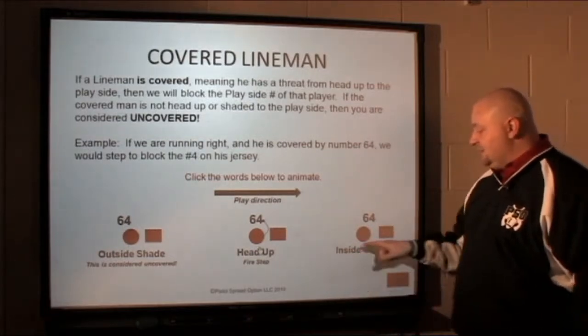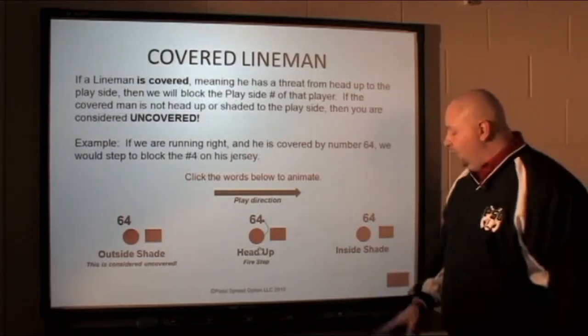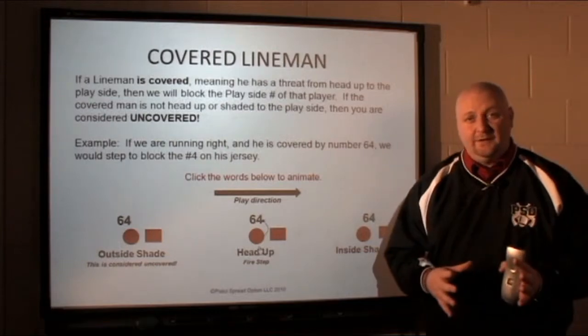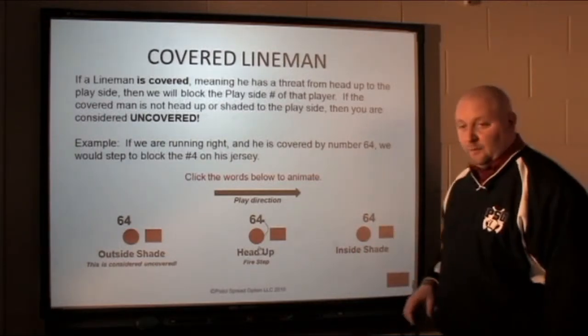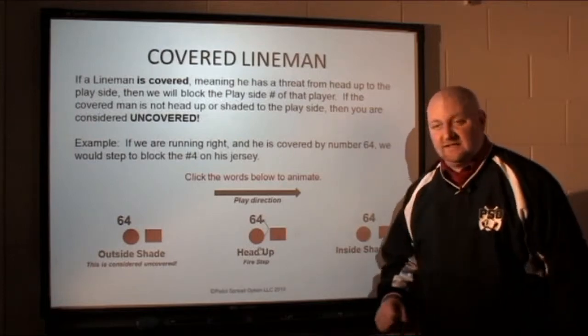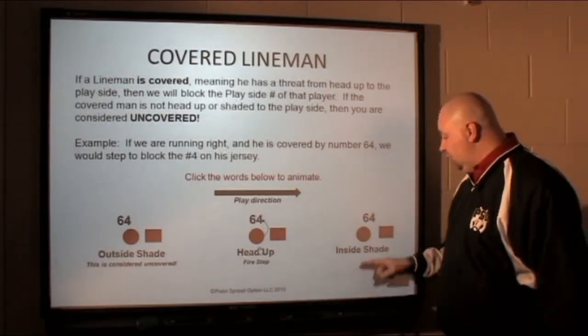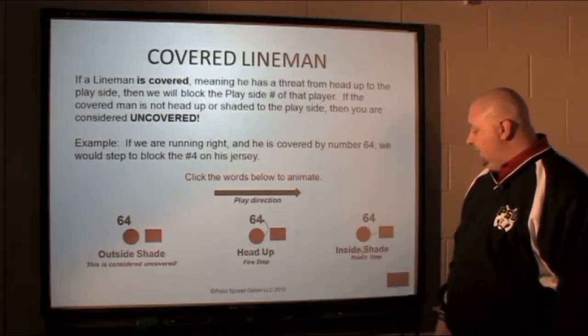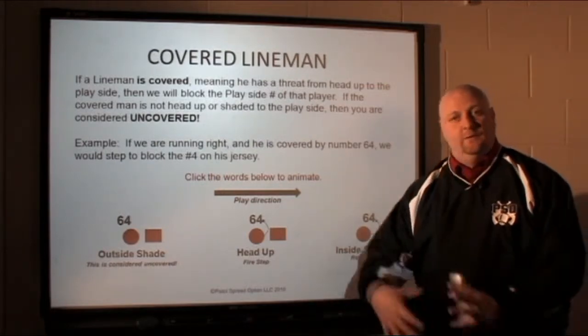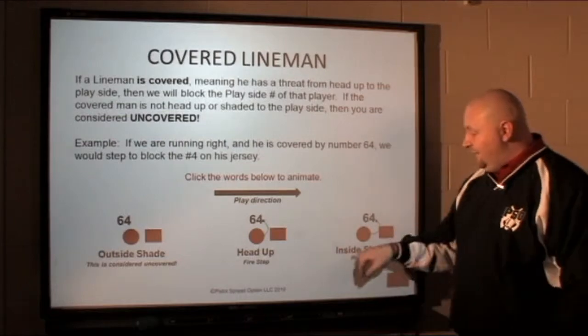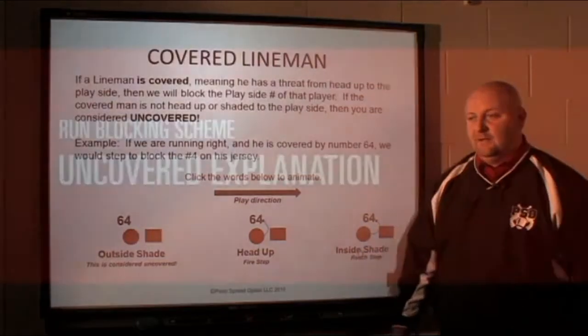Down over here, we've got an inside shade threat. All right? What that means is we've got number 64 here as an inside shade. We want to block the 4 still, but we're going to have to use a different step, which I'm going to get into in a minute. You're going to have to take a different step, a different angle, to be able to block that 4. You're still covered, you still want to block the play side number, but you now have to take a different angle to be able to block the 4.